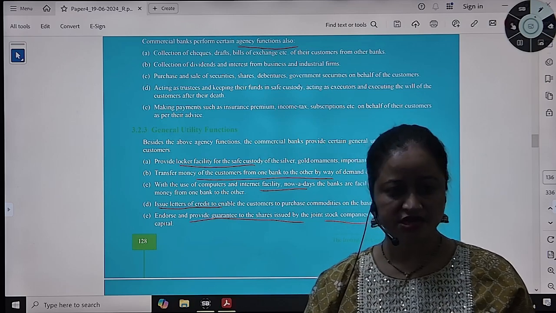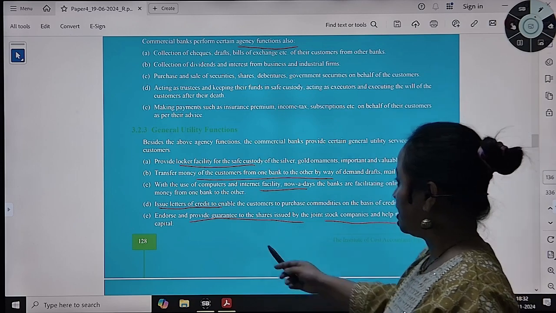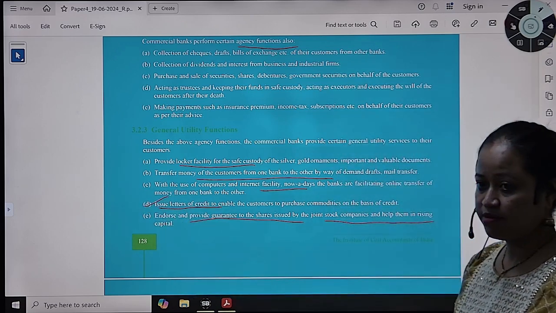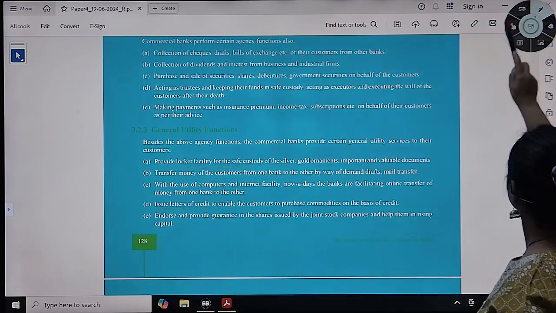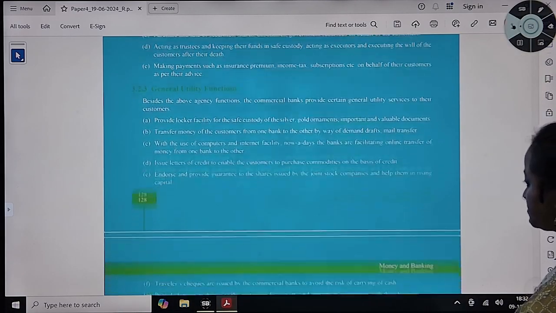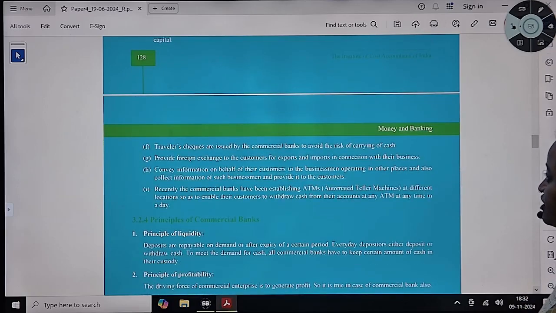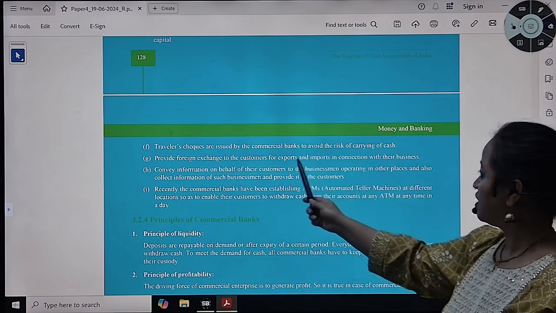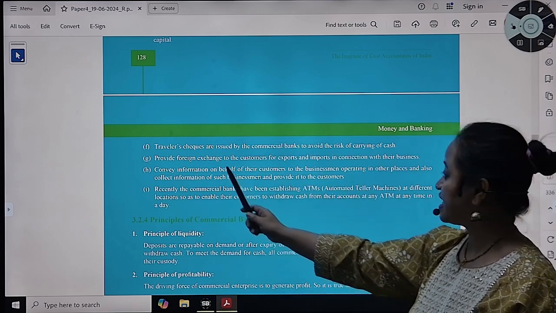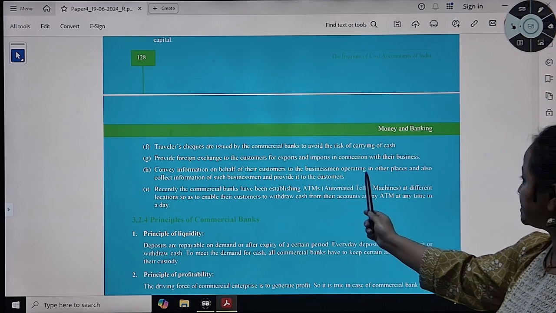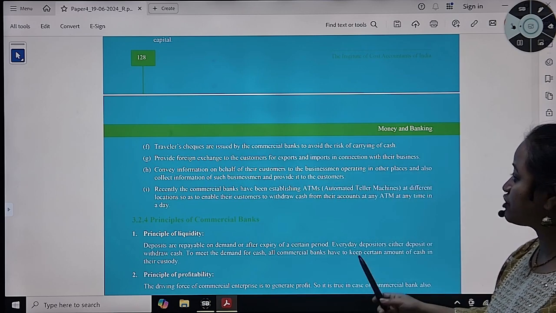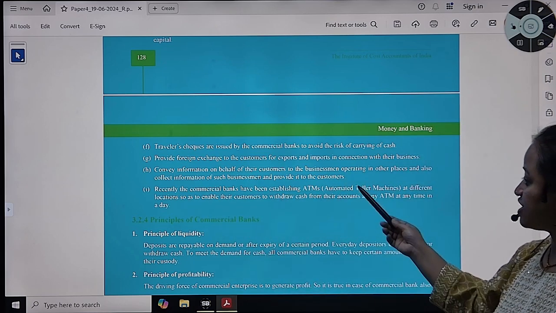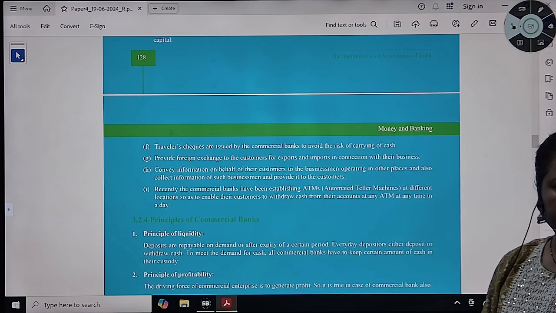So that is one of the important documents that is used. So this is also one of the functions that is performed by banks. Clear? Apart from that, traveler check is issued. Foreign exchange is also done for exports and imports. Then convey information on behalf of their customer to the businessman operating in other places about collection of the information and all. Then ATM facility is given. So these are, we can say, the functions of commercial banks.